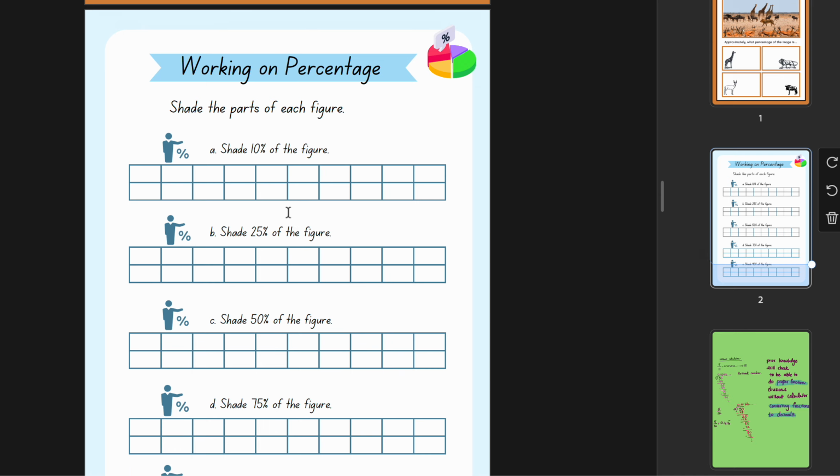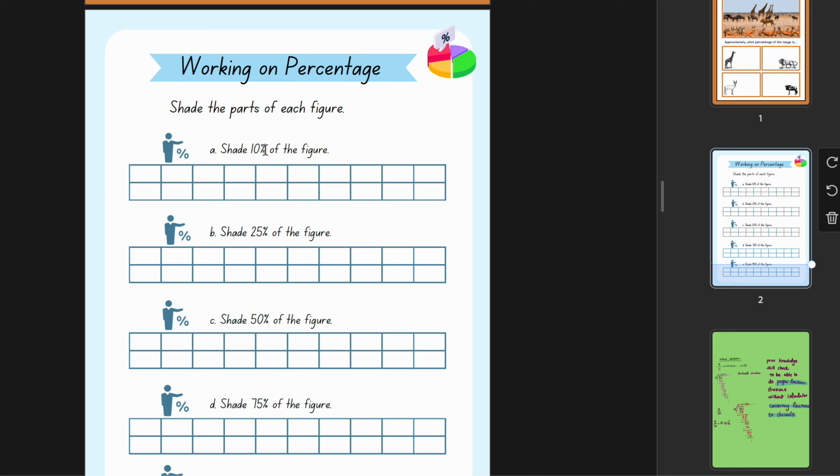Now shade the parts of each figure. Shade 10% of the figure. So what exactly is 10%? Let's see. If I put these two squares together, we have a set of 1, 2, 3, 4, 5, 6, 7, 8, 9, 10. So there are 10 parts to this. I'm putting two of these little squares together.